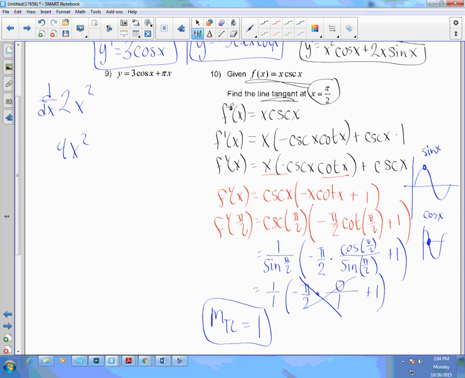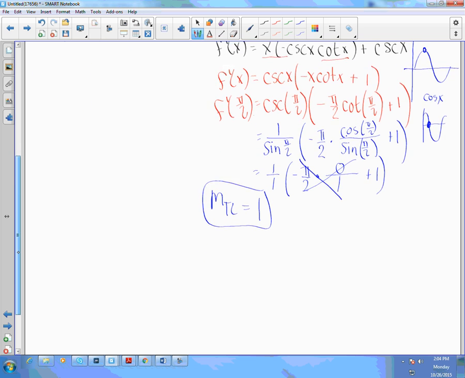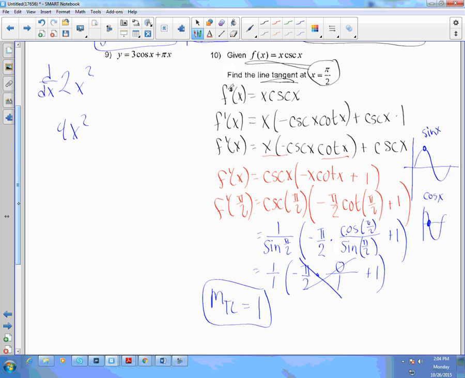That's not the answer. We can do all these long problems, but we want an equation. So we have the slope, we have an x value. What are we missing? The y value. The point. How do we get the y value? Plug it into the original position function, so f of pi halves equals pi halves cosecant pi halves. And we do the same trick. What's the reciprocal of cosecant?